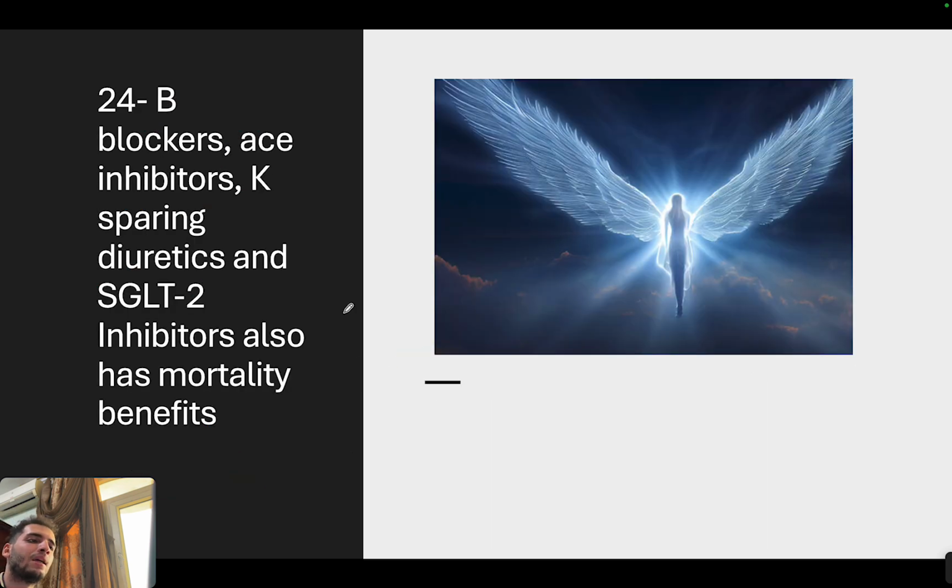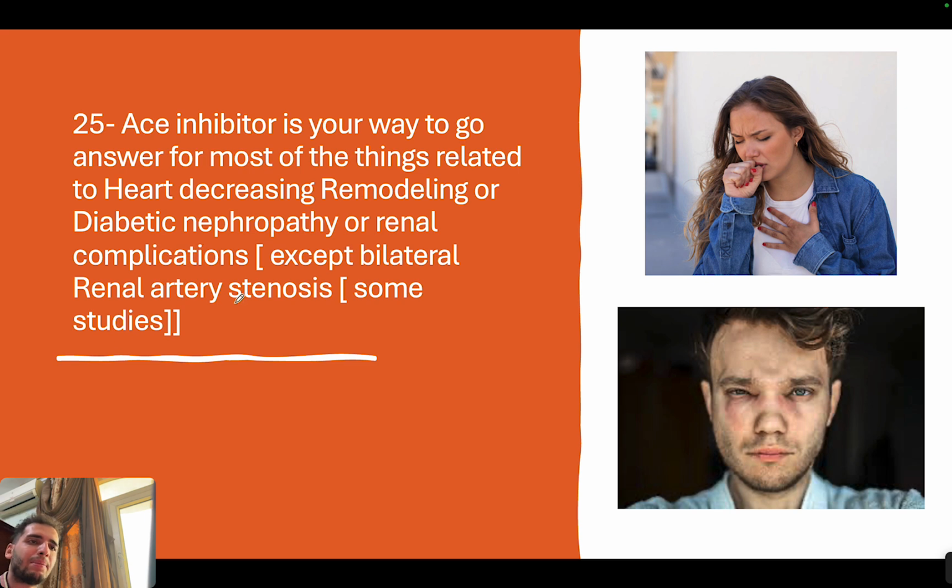Okay. Now, what are the drugs that have mortality benefits? And you need to know it. Extremely high yield, they always ask about it. Beta blockers, ACE inhibitors, potassium-sparing diuretics, and SGLT2 inhibitors, which are diabetic drugs. All of them can have mortality benefits. Okay. Now, the best one that they will usually ask you about is the ACE inhibitor.